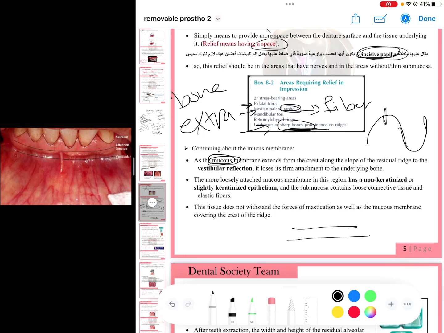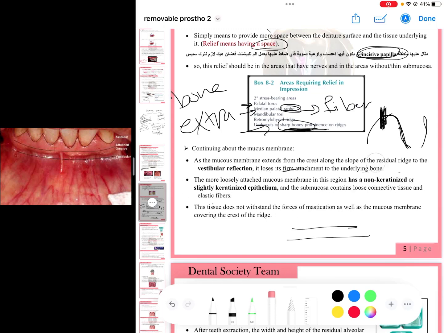Moving from here, it will be firmly attached to the underlying bone, but moving from the crest to the vestibule, it will lose this firm attachment, okay? And as we said, here we will have keratinized mucosa, but moving down, it won't be keratinized. The more loosely attached it is, the more non-keratinized it will be. As I said, it will not be keratinized, or only slightly. And the submucosa will also contain loose connective tissue.